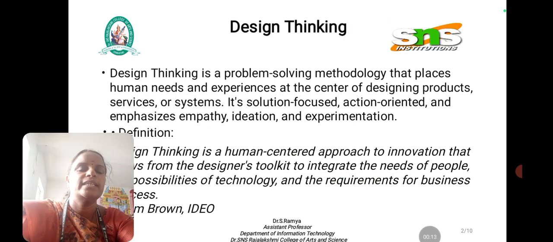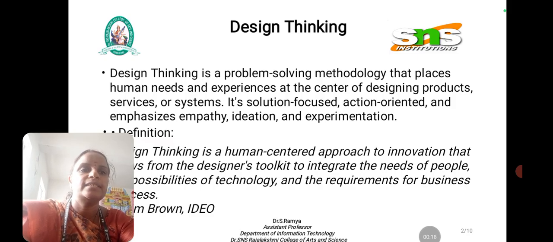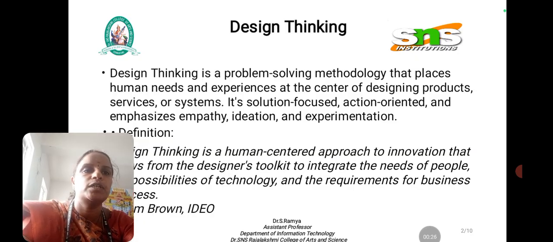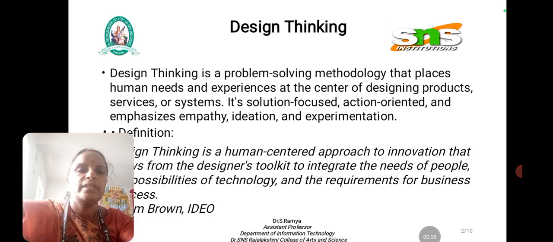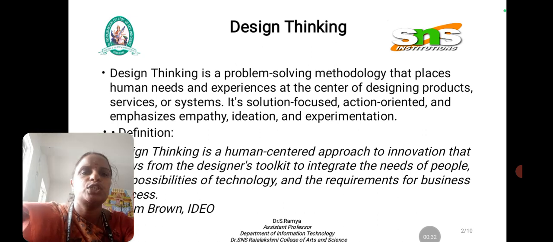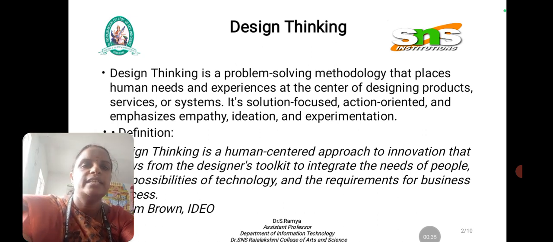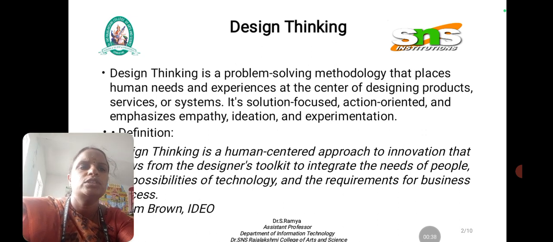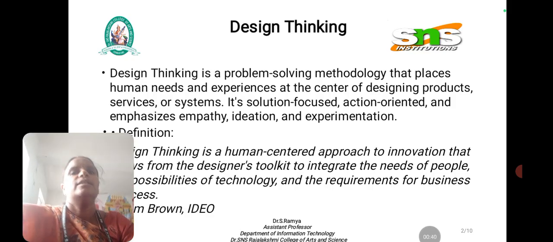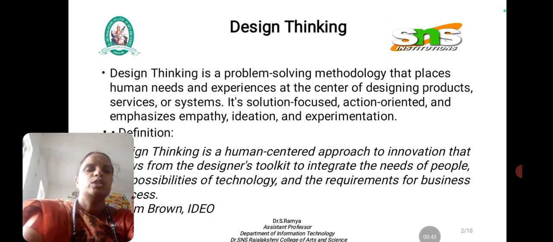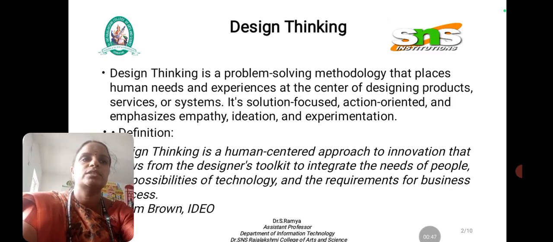Design thinking is a problem-solving methodology that places human needs and experience at the center of designing products, services, as well as systems. It is user-centered as well as solution-focused and action-oriented, built on empathy, ideation, and experimentation. Design thinking is a human-centered approach to innovation that draws from the designer's toolkit to integrate the needs of people, the possibilities of technology, and the requirements for business success.